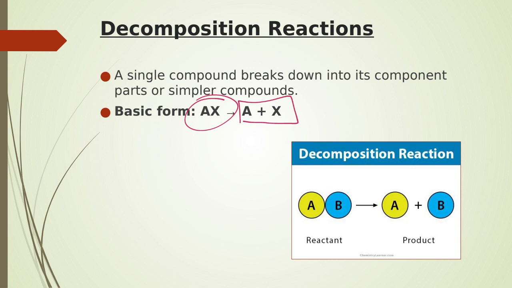products. And those products could be a combination of an element and a compound. It could be two elements. It could be two compounds. It all depends on the starting reactant molecule.